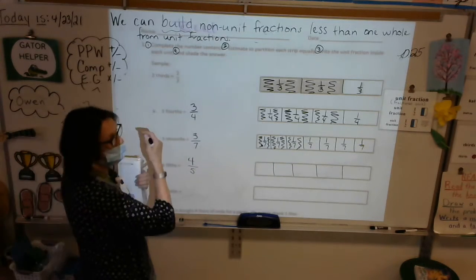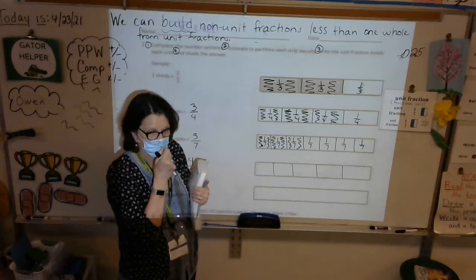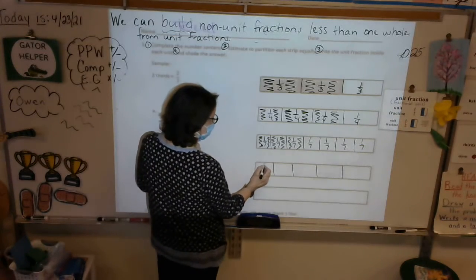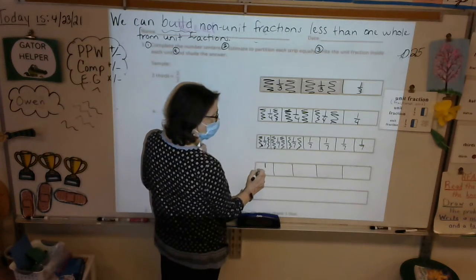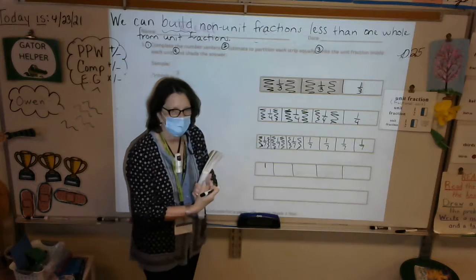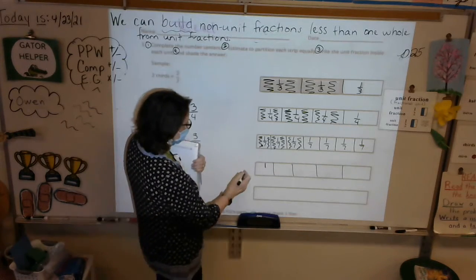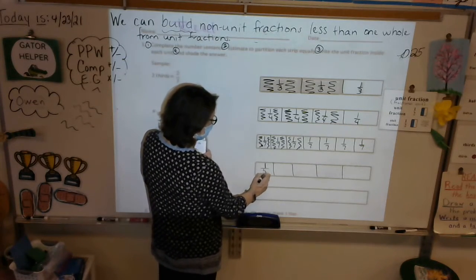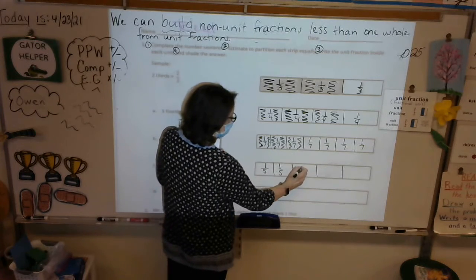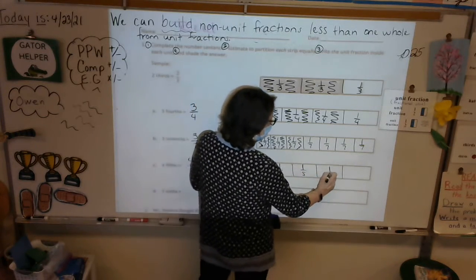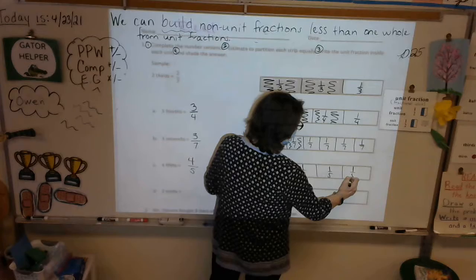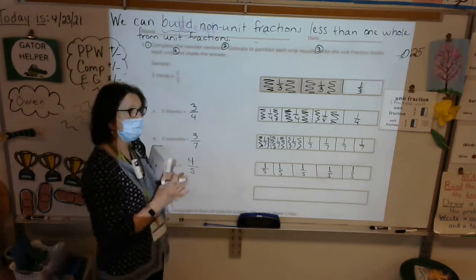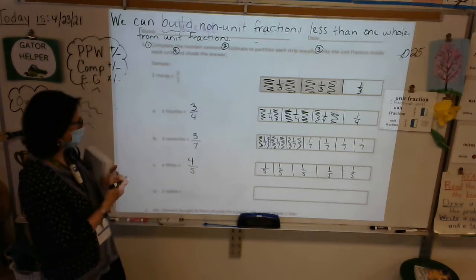All right, what did you label each one of your parts, Freya? No, what did you label each one? Make sure you're answering the question I'm asking. Corbin? 1/5, very good. So we remember the directions say to label each one with the unit fraction, 1/5, 1/5, 1/5, 1/5. Now, what do we have to shade? We have to shade 4/5.